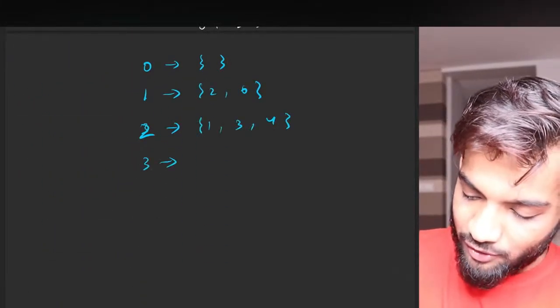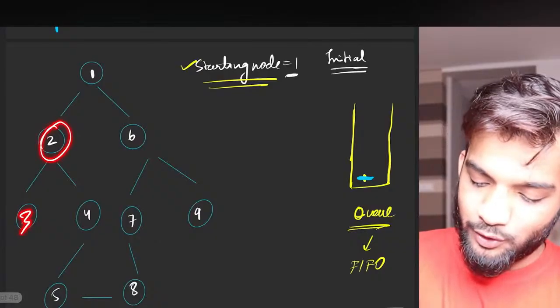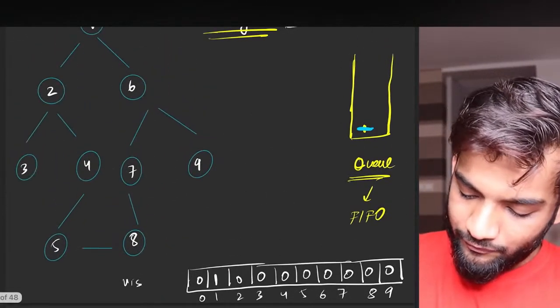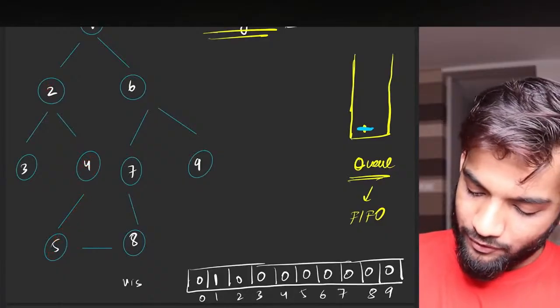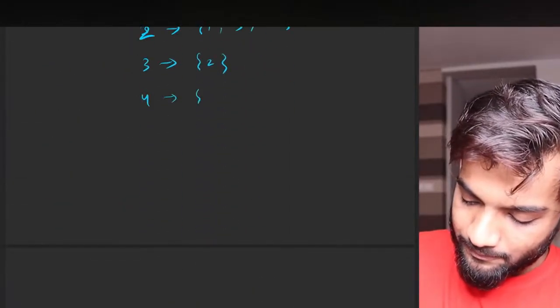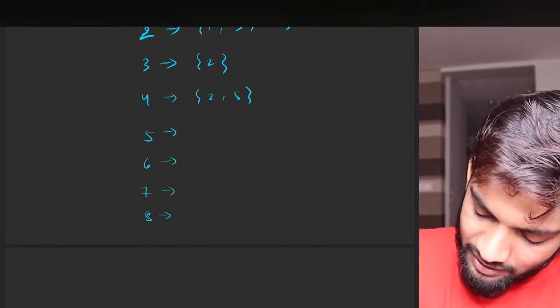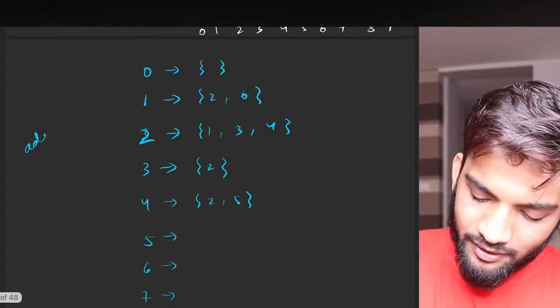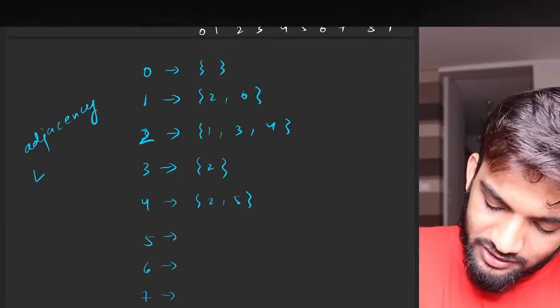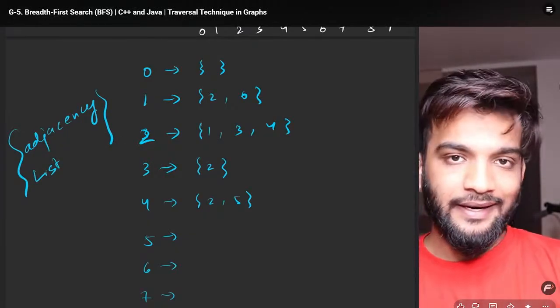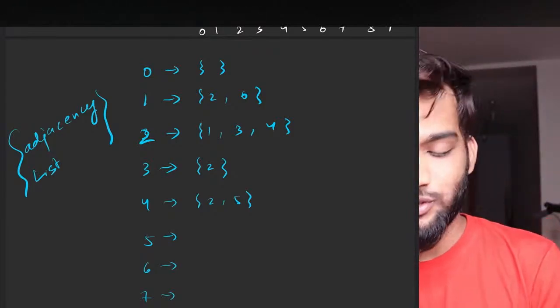Next will be for 3. Let's check out for 3. For 3, it's just storing 2. So let's store 2 in it. Next will be 4. For 4, it is having 5 and 2. So for 4, it will be 2 and 5. For 5, for 6, for 7, for 8, similarly, create the entire adjacency list that I have already taught you in the second video. So kindly create this, and after that we can start off with the BFS traversal.